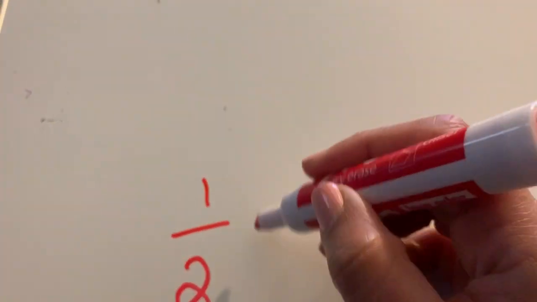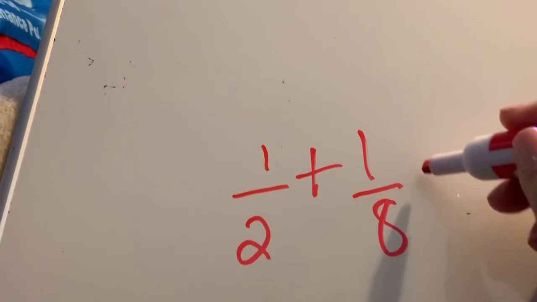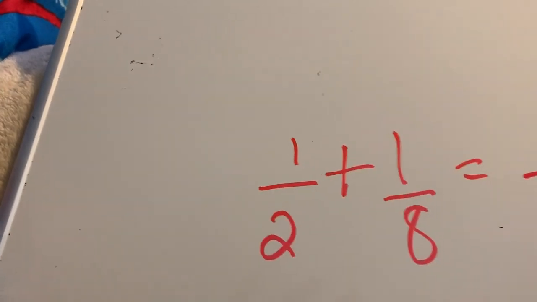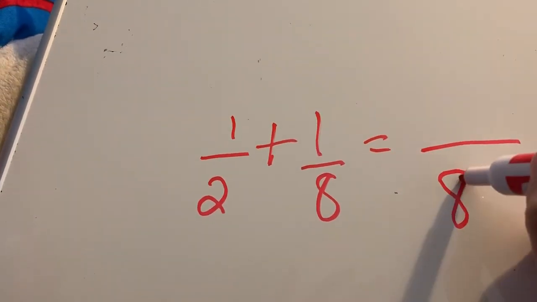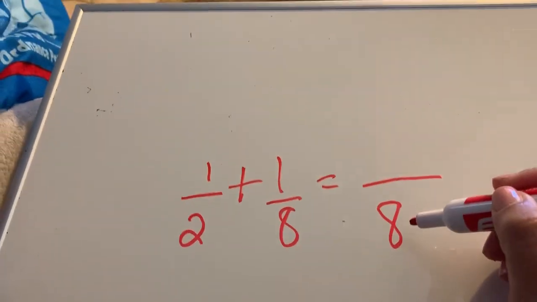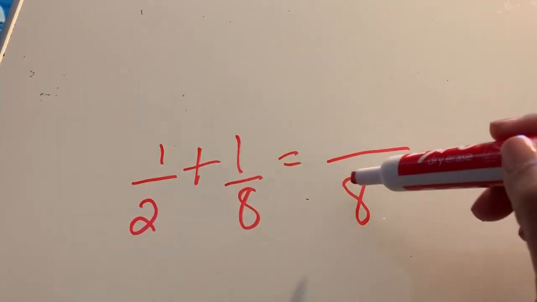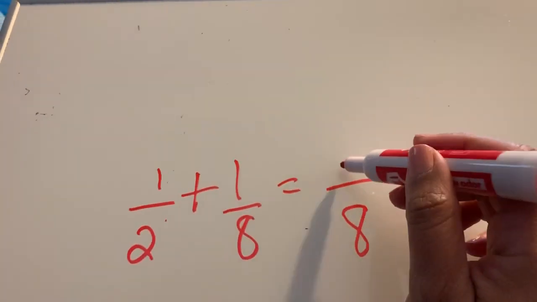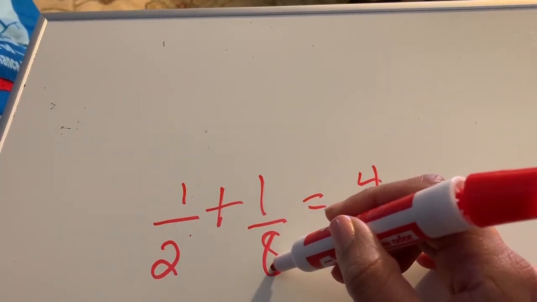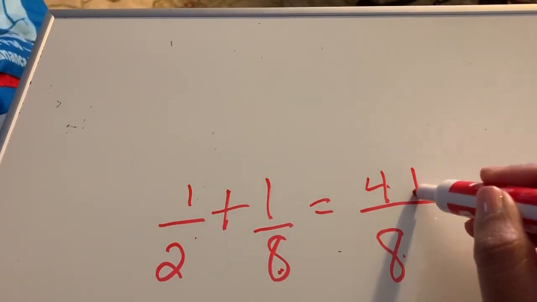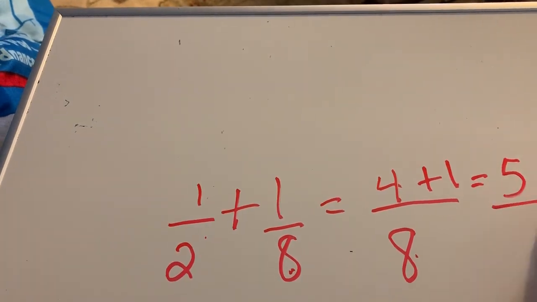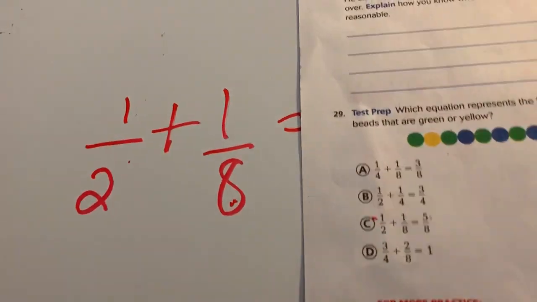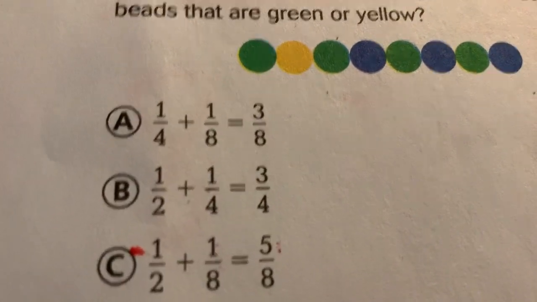So I have 1/2 plus 1/8. I'm going to get a least common denominator between 8 and 2. And 8 is going to be my least common denominator. It's the one number that both numbers can go into. So 8 divided by 2 is 4. 4 times 1 is 4. 8 divided by 8 is 1. 1 times 1 is 1. So my answer is going to be 5/8. And that right there is what you get here. On C, 5/8 should be your answer.